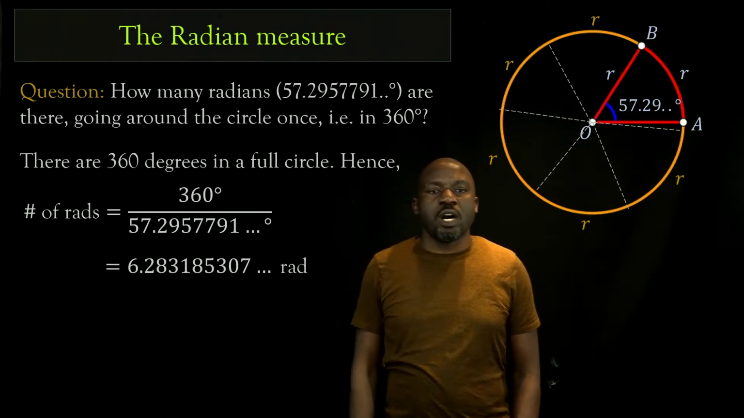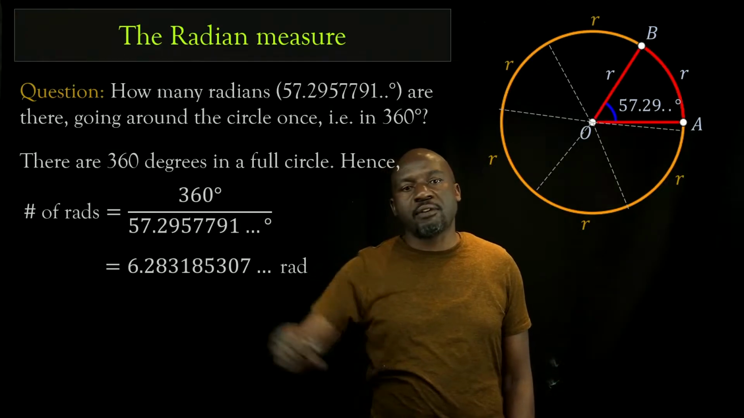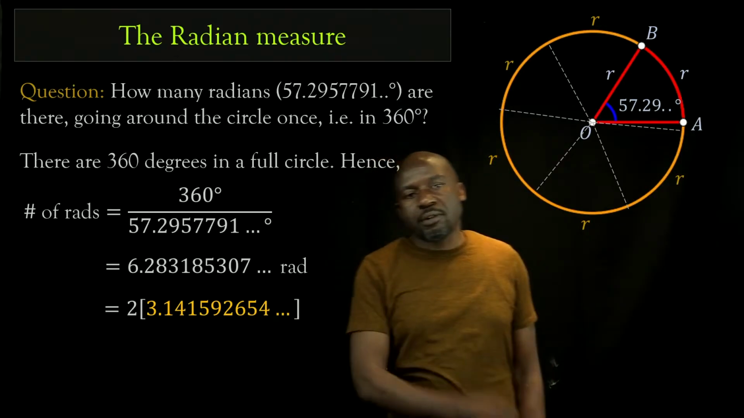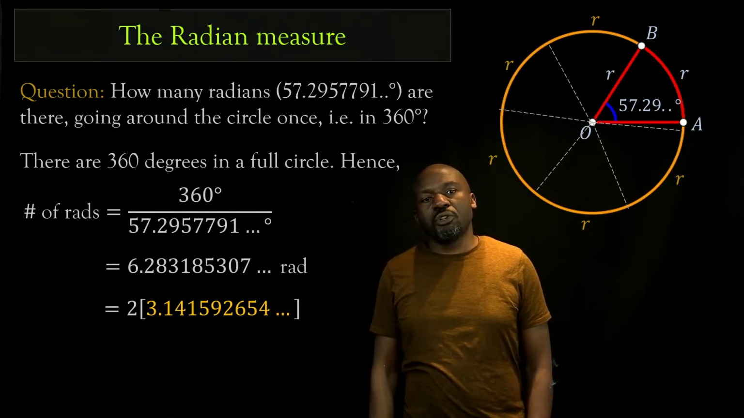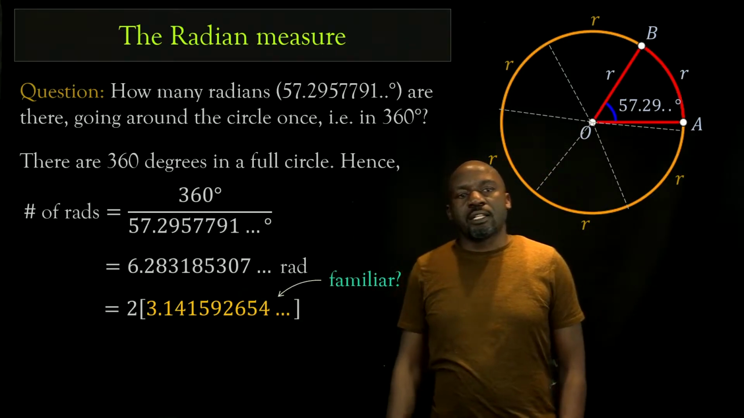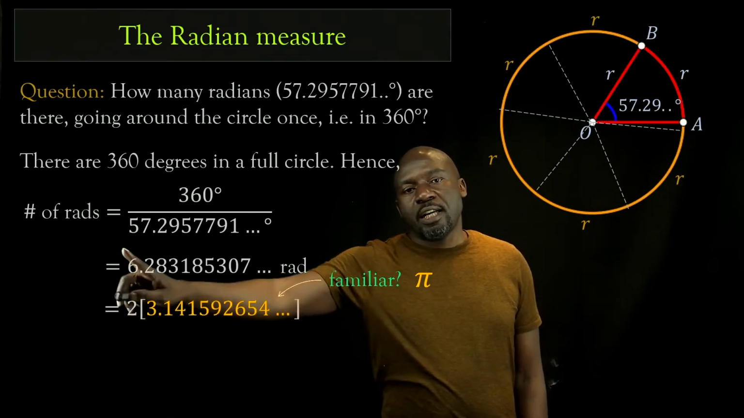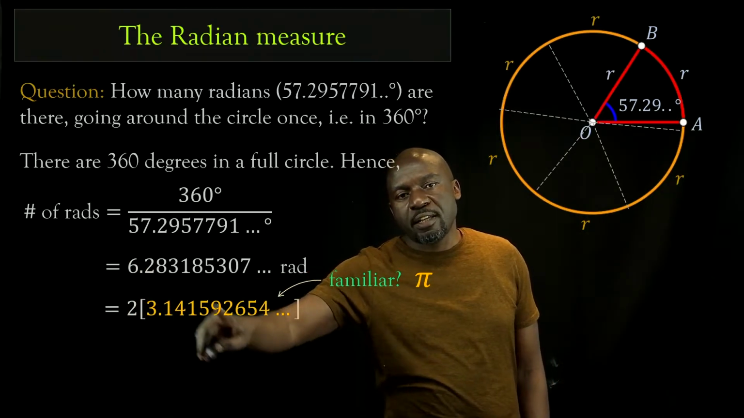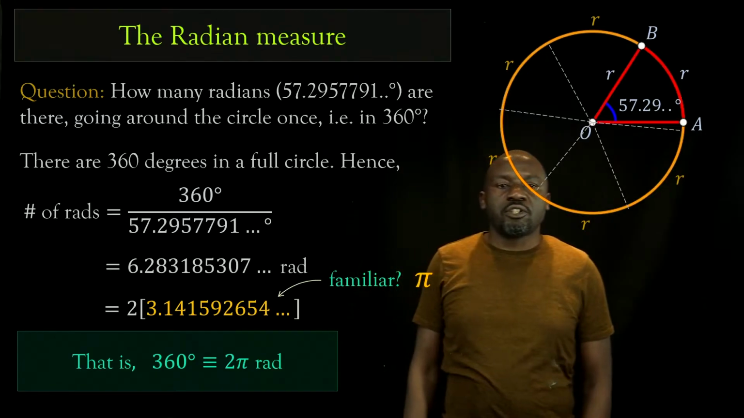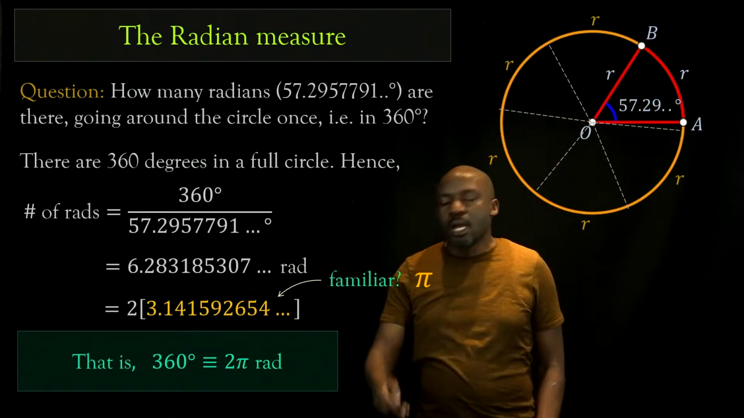Now 6.283185307, if I could write it as twice another number, I can write that as 2 times 3.141592654, and that also continues to infinity. This is an irrational number that should be familiar. I'm hoping that you can already tell that that number is the familiar pi, which is to say, therefore, that there are 2 pi radians in 360 degrees. So an angle of 360 degrees is equivalent to 2 pi radians, or 2 pi radiuses going all around. I hope this makes sense.